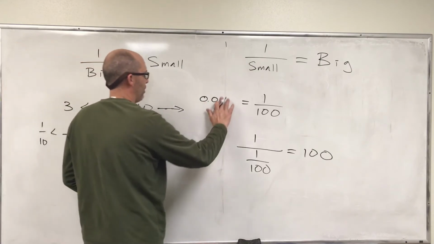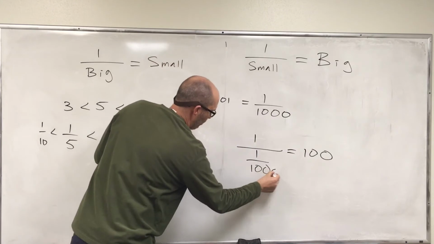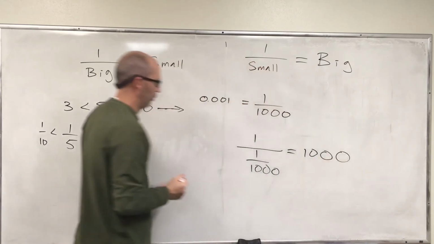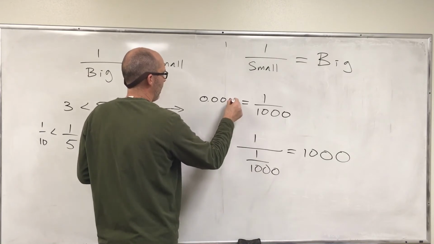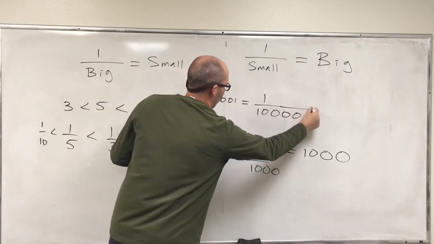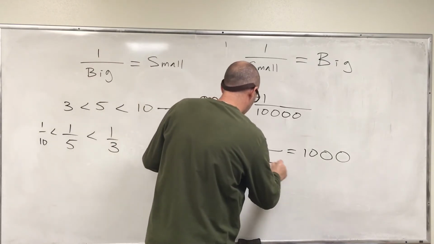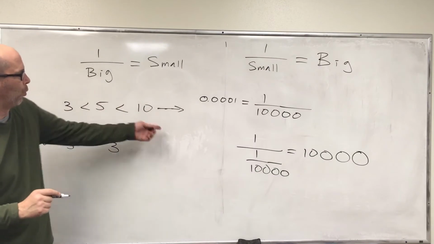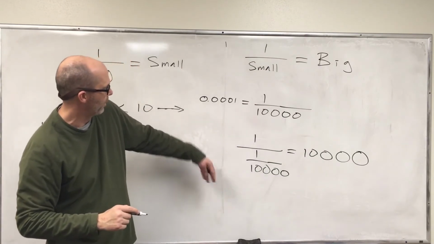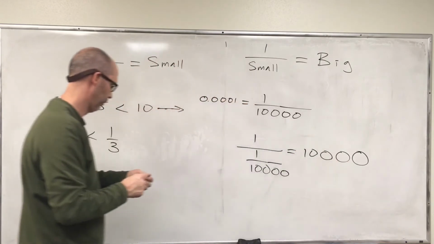All right, so let's say 1/1000th. Let's say 1/10,000th. Pretty small number, right? 1/10,000th. So 1 over 1/10,000th by our flip up rule is 10,000, pretty big.